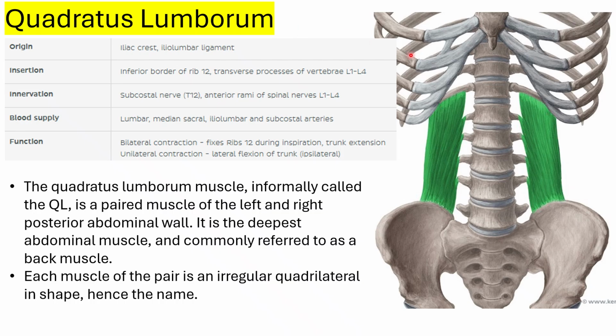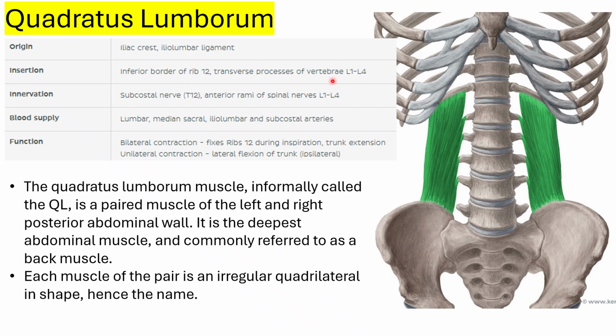Quadratus lumborum, informally called QL, is a paired muscle of the left and right posterior mid-wall. It is the deepest abdominal muscle and commonly referred to as a back muscle. Each muscle of the pair is an irregular quadrilateral in shape, hence the name quadratus lumborum. It can also be considered a continuation of the transverse abdominis. The origin is iliac crest, iliolumbar ligament, and inferior border of rib 12.